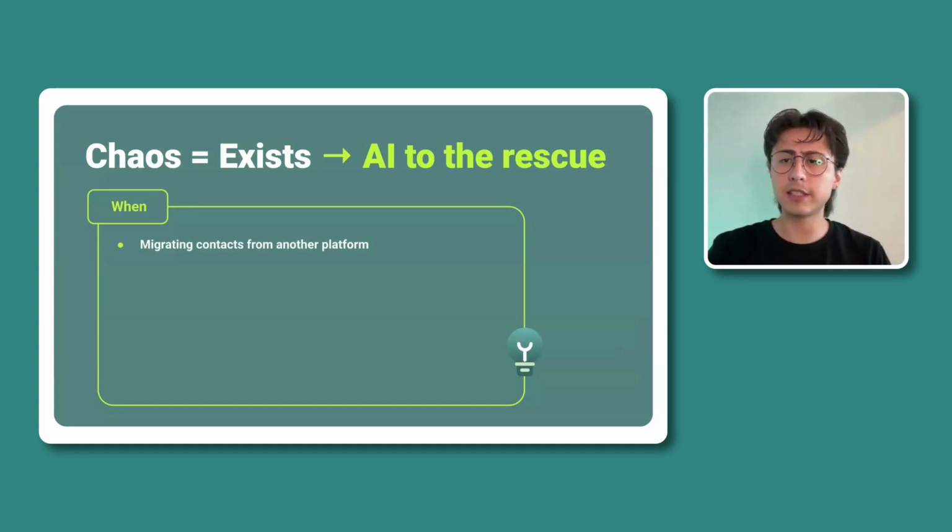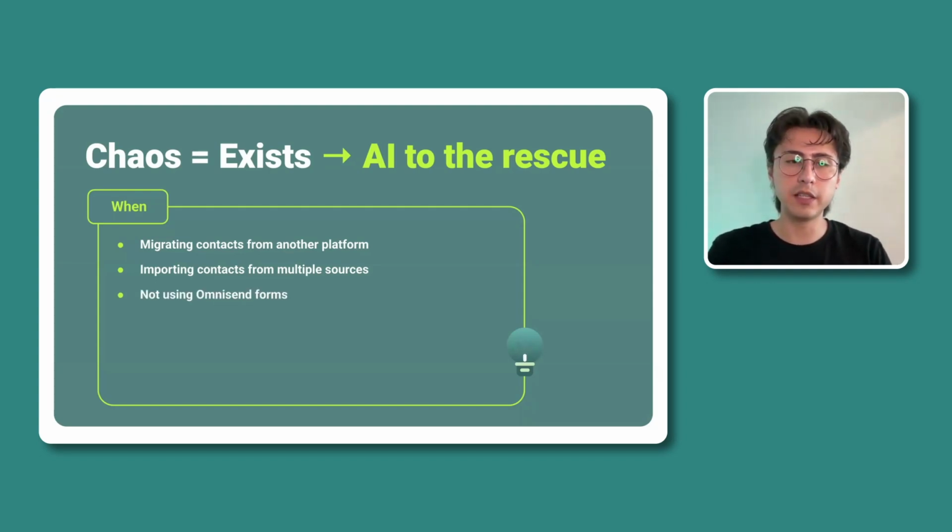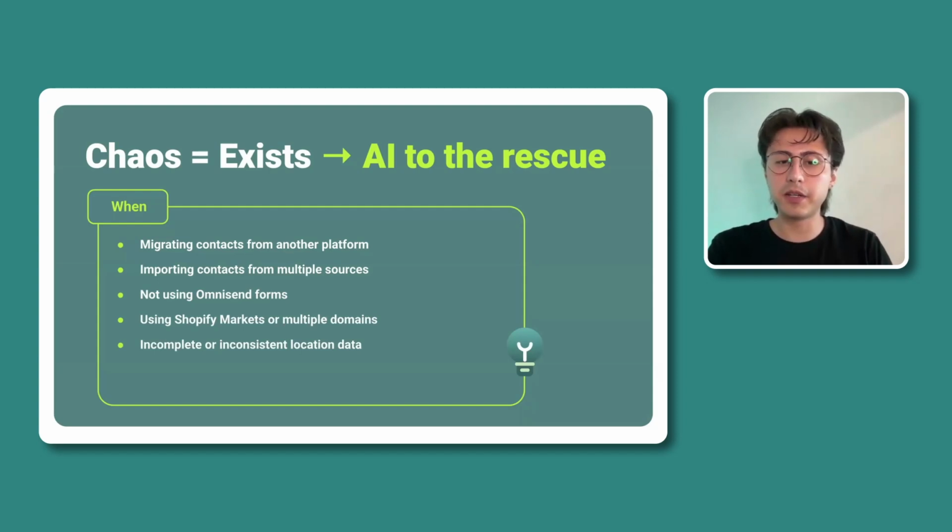We use it when we are migrating contacts and have no consistent information about them, when we are importing contacts from multiple sources. Maybe some are coming from ads, maybe some from an external form, any source, and they still don't have consistent information on where the locality or the language might be. So you don't know this information and you want to work on it. It also applies when not using Omnisend forms, using Shopify markets or multiple domains, incomplete or inconsistent location data in general, or you're just getting started.